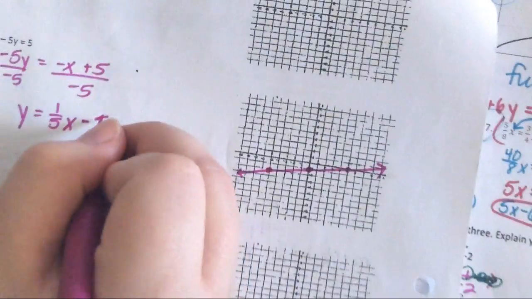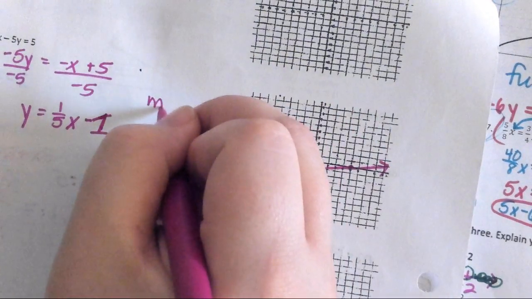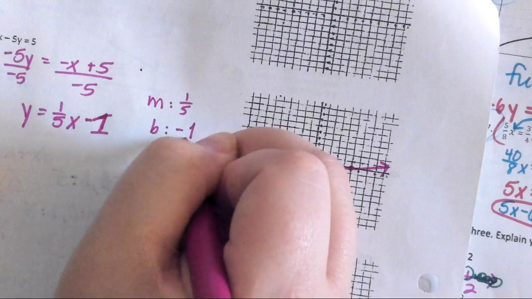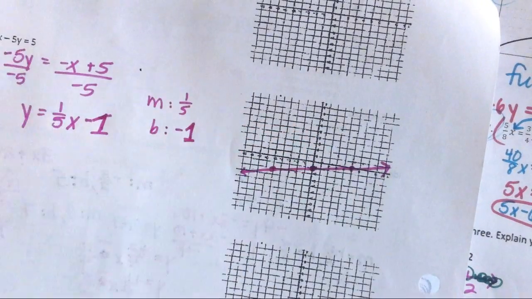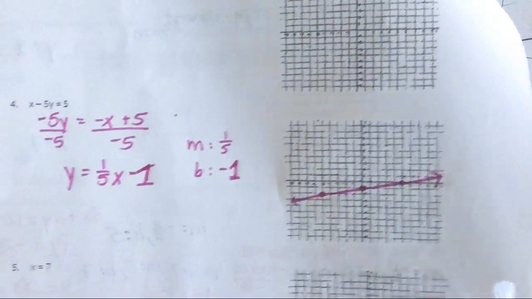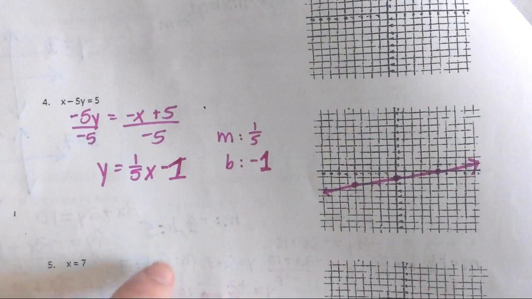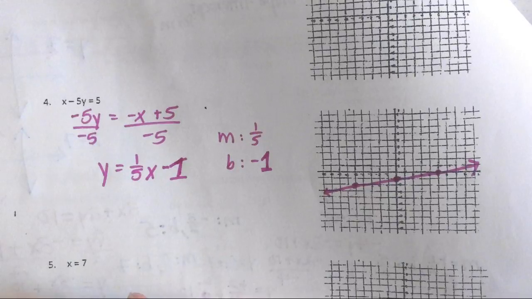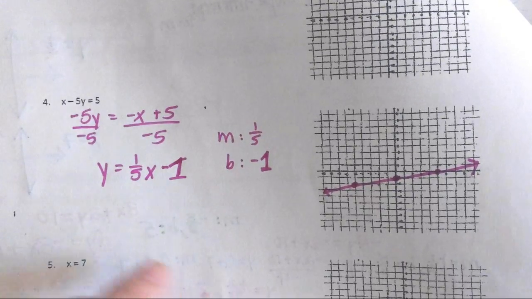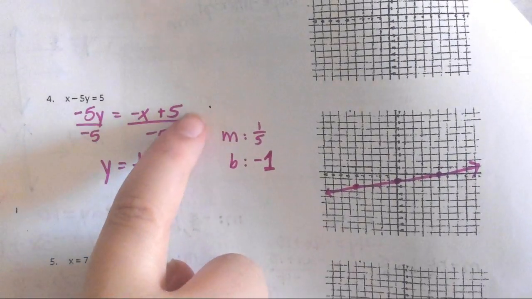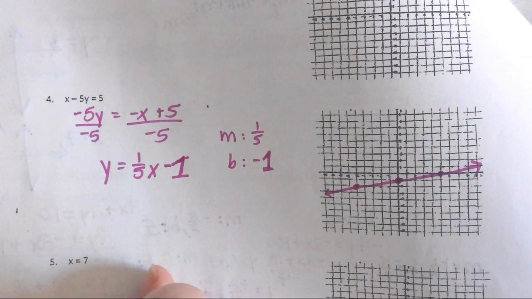Someone want to tell me my slope and my intercept? Seth, you can have a point. Okay, so we subtracted x on both sides, and we had negative 5y equals negative x plus 5. We divided by negative 5. Negative 1 over negative 5 made the positive 1/5. 5 divided by negative 5 made the negative 1.